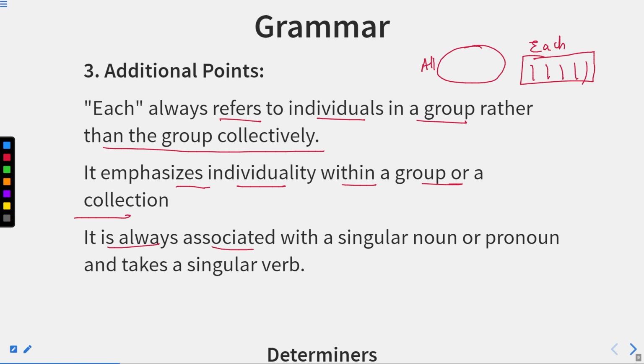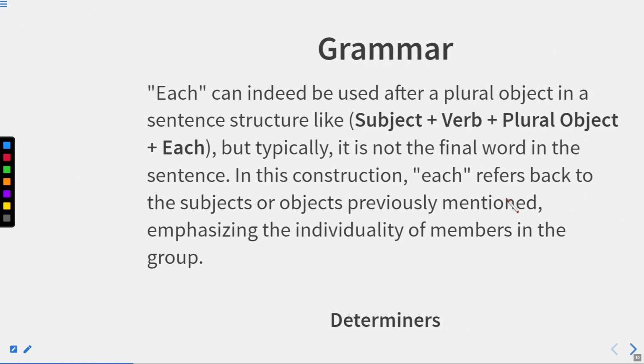It is always associated with a singular noun or pronoun and takes a singular verb. Now, here it is not a singular pronoun but a singular noun, or you can say it is associated with a singular pronoun, because if we talk about each, obviously if we are using any pronoun for it, it will be singular only. Now let us move further.